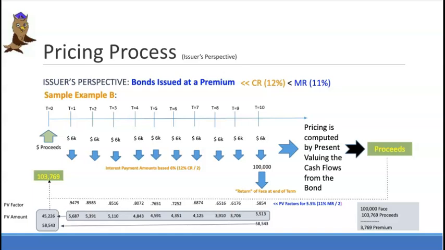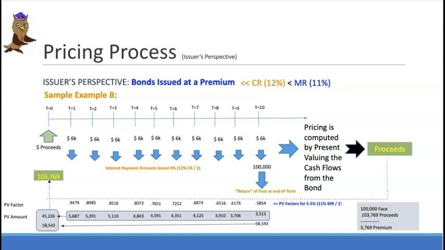There are 10 interest payments from t equals 1 through t equals 10, with an additional cash flow representing the return of the loan or face amount, which is still $100,000 at t equals 10. Again, given that we will be present valuing individual cash flows, we will use a single cash flow PV factor table. This time, we will use the 5.5% column because we have 11% market rate divided by 2 since they're semi-annual. And we will again use the 10th row since we still have 10 periods.